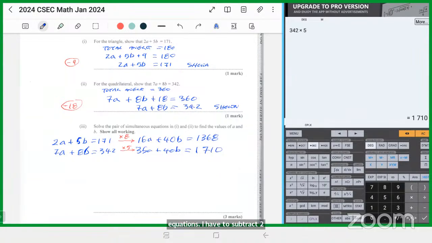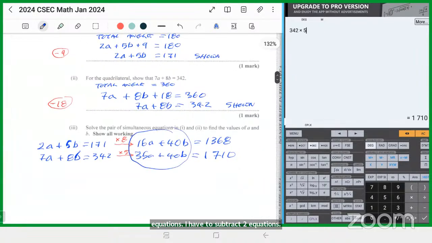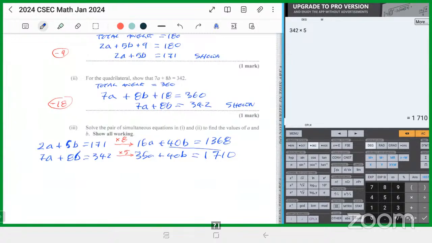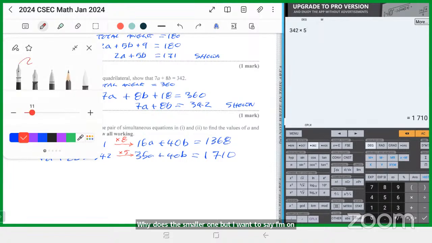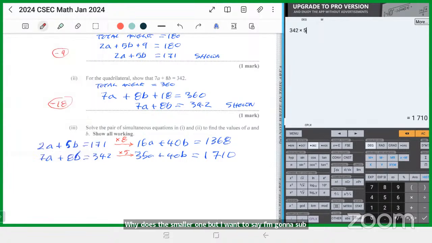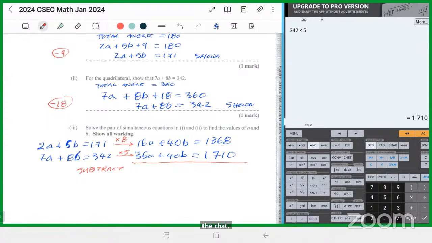So let me take everything on this side. I'm going to subtract. I'm going to use the larger one minus the smaller one. If you want, you can call them equation 1 and 2 also, but I would normally just write subtract here, because it doesn't really matter. So I'm going to subtract the two equations, and I know I'm doing the larger one minus the smaller one.